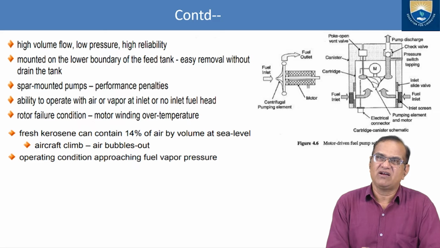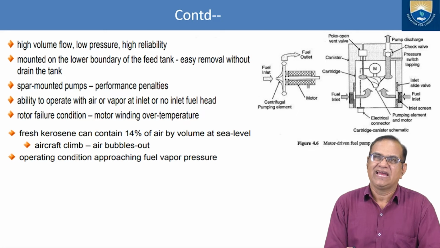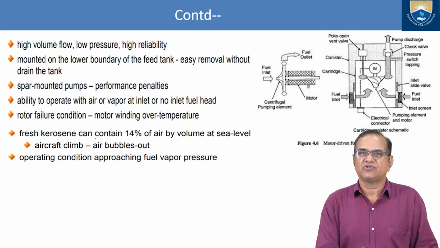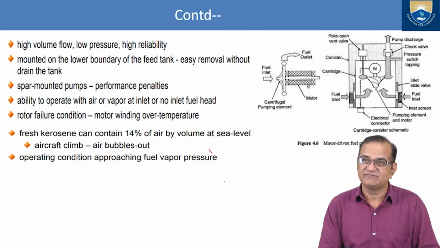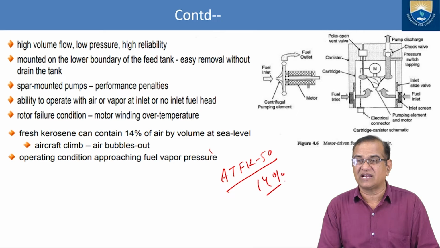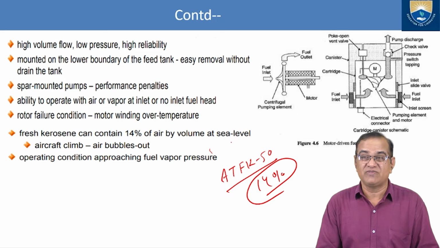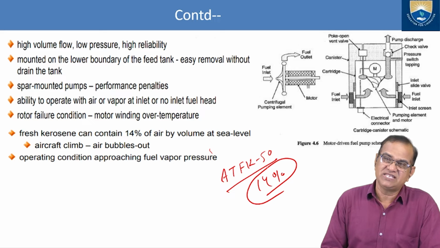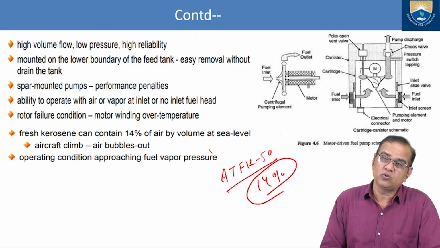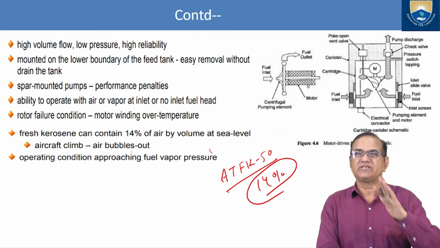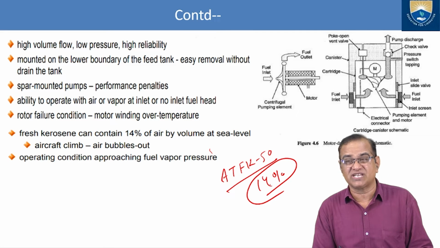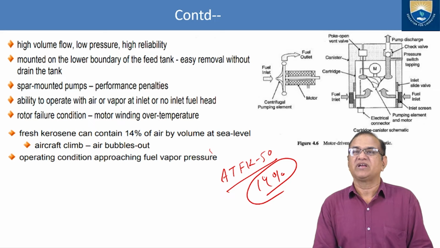The pump needs the ability to operate with air or vapor at the inlet or with no inlet fuel head, rotor failure condition, and motor winding over temperatures. Fresh kerosene can absorb 40% of air by volume at sea level. We are using ATFK, aircraft turbine fuel kerosene 50, and this ATFK can absorb 14% air at sea level. So we should be very careful. 14% is a huge amount, and maybe 1 to 2% moisture will also be there. As the aircraft climbs, air bubbles come out. Once the aircraft is climbing, the ATFK mixed with 14% air starts releasing air bubbles.